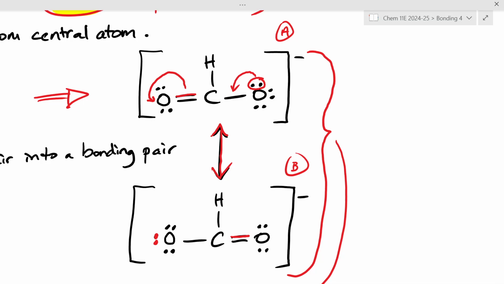And then you'll have it go backwards. You'll have this pair go in here and this one kick out here. You would not have to show this process, but that's how it goes. One bond comes in and forms and the other kicks out a lone pair. This lone pair comes in and forms a bond and the other one kicks out there.